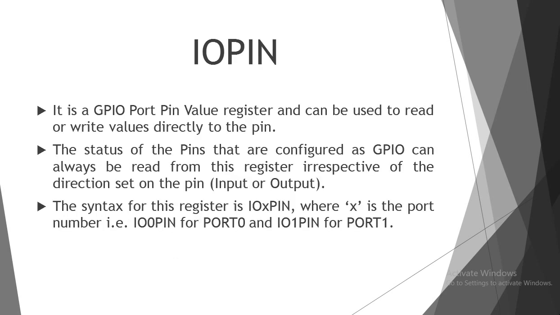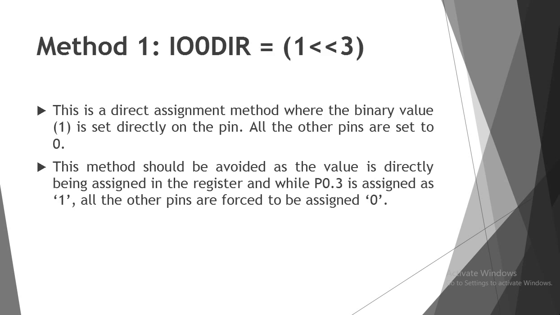Let's discuss the IO PIN register. It is a GPIO port pin value register and can be used to read or write values directly to the pin. The status of the pins that are configured as a GPIO can always be read from this register, irrespective of the direction set on the pin, input or output. The syntax for this register is IOX PIN, where X is the port number: IO0 PIN for port 0 and IO1 PIN for port 1.